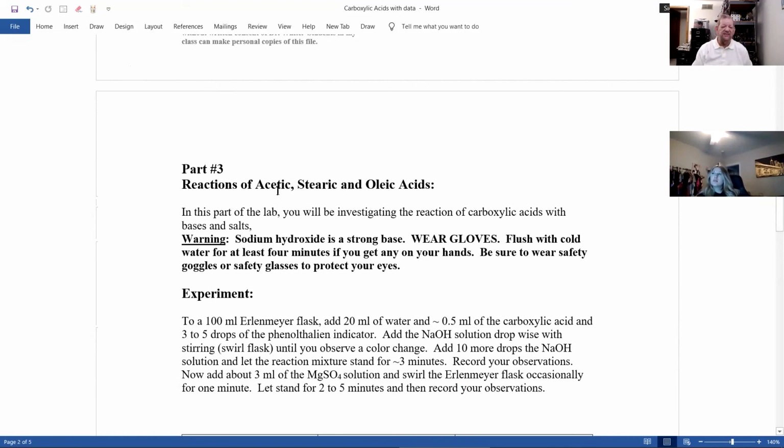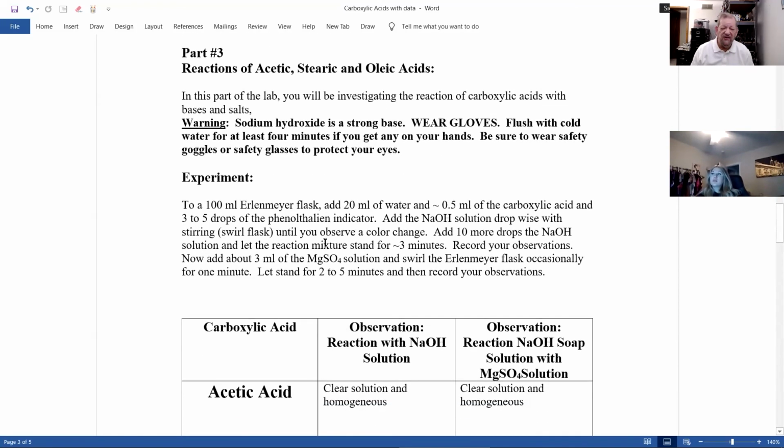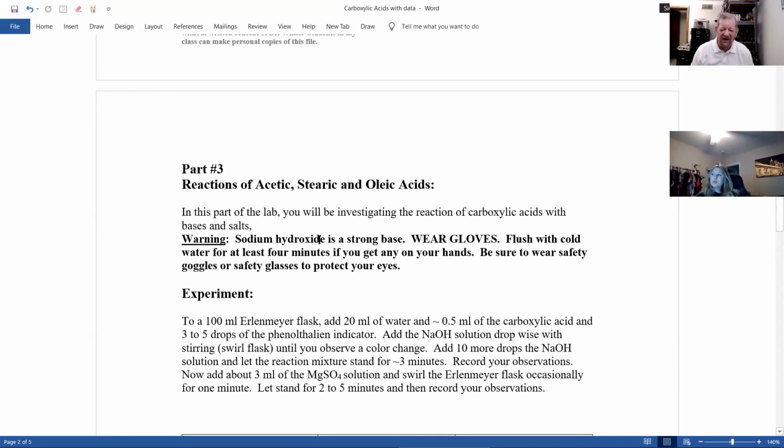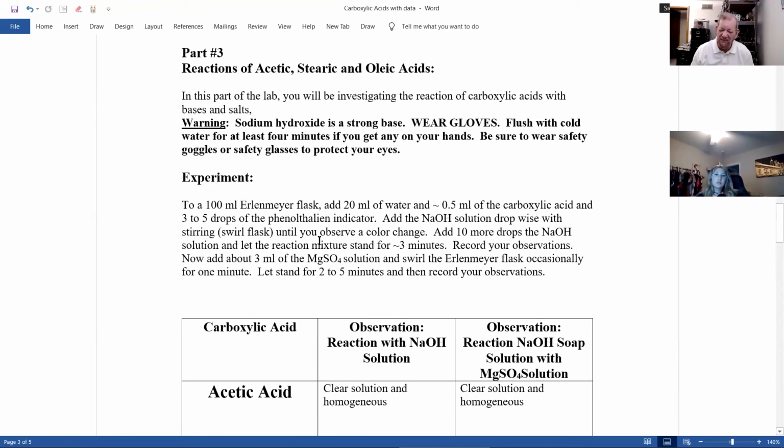Now, finally, we're going to look at the reaction of acetic, oleic, and stearic acid with a certain base, and then react that product with magnesium sulfate. And let me show you on the whiteboard what's going on.